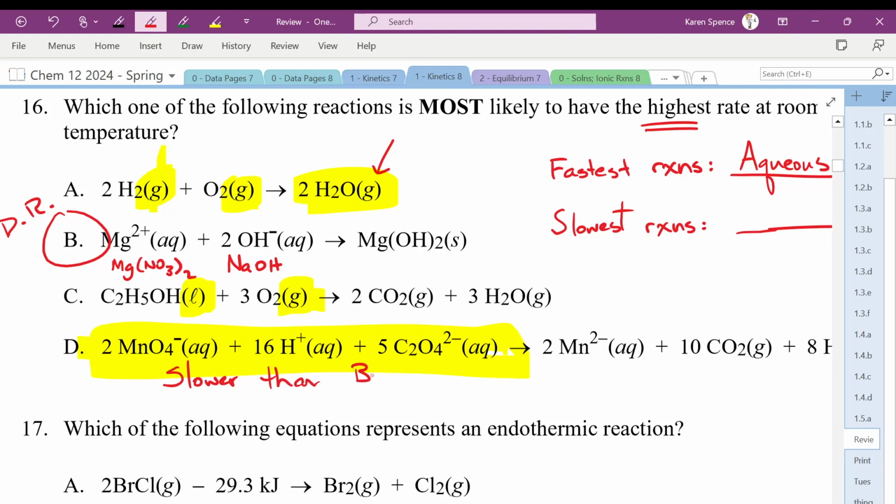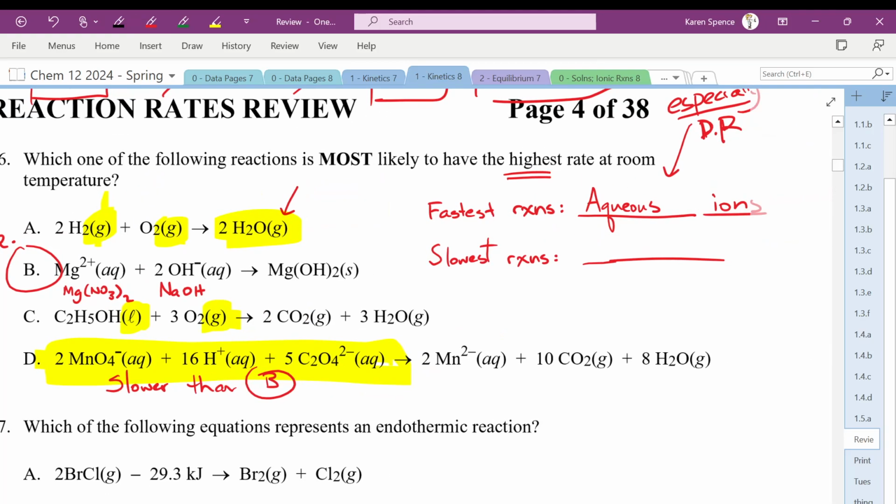You know what? Honestly, this question I would not ask you, which is the slowest. Because you don't really have enough information to judge which is the slowest from this. You do have enough information to judge which is the fastest. Okay? A slowest reaction would be solids. What is wrong with it? Yeah, solids.